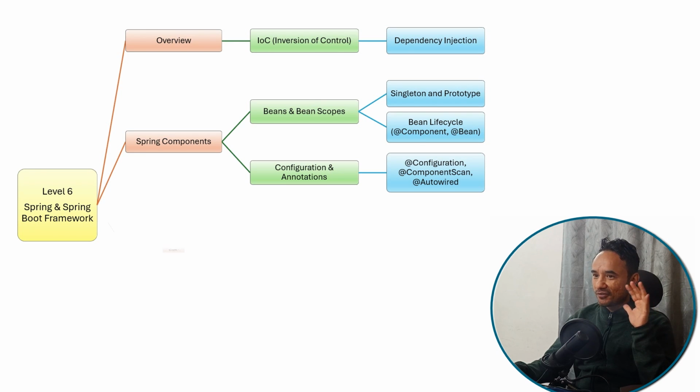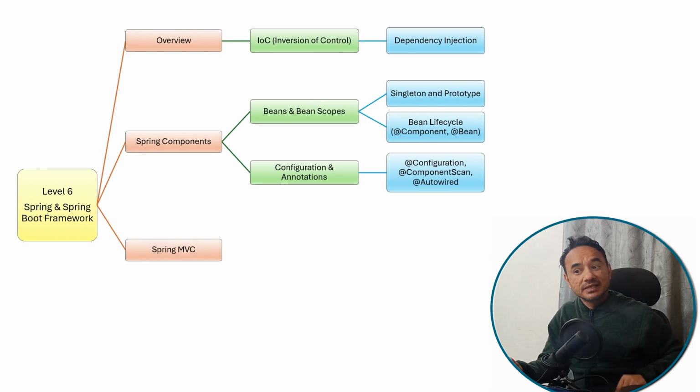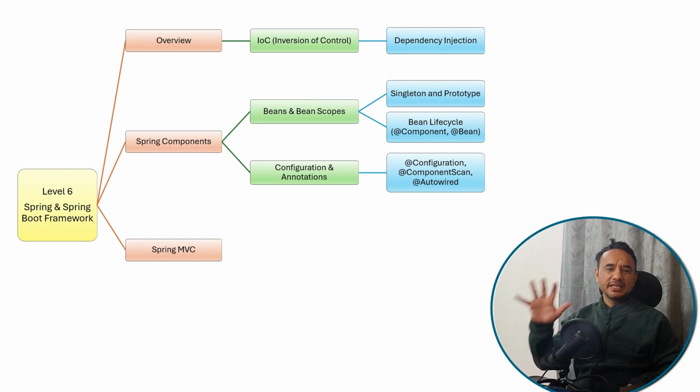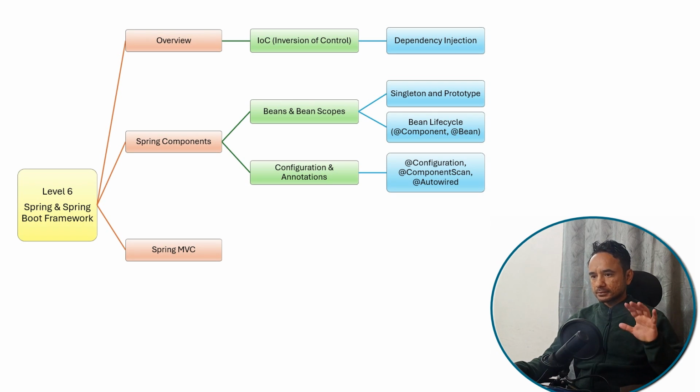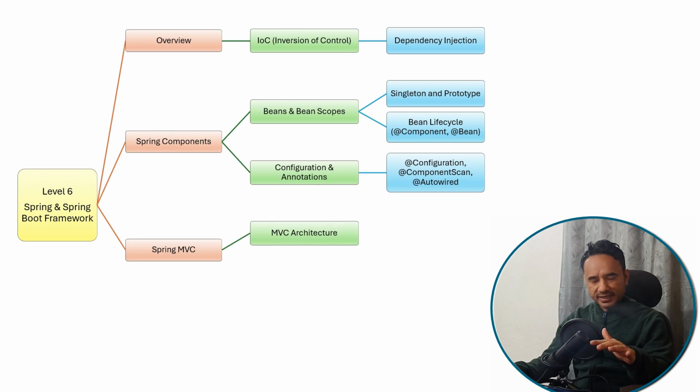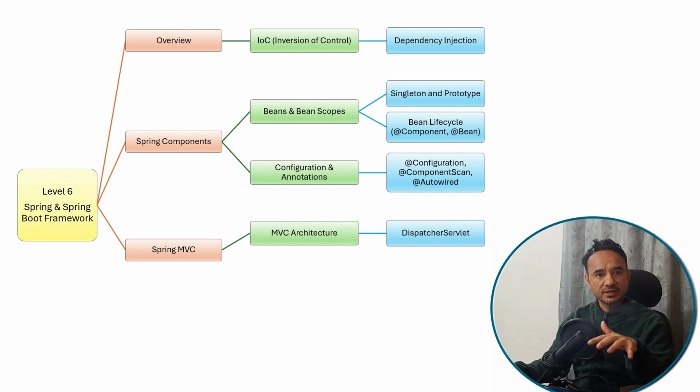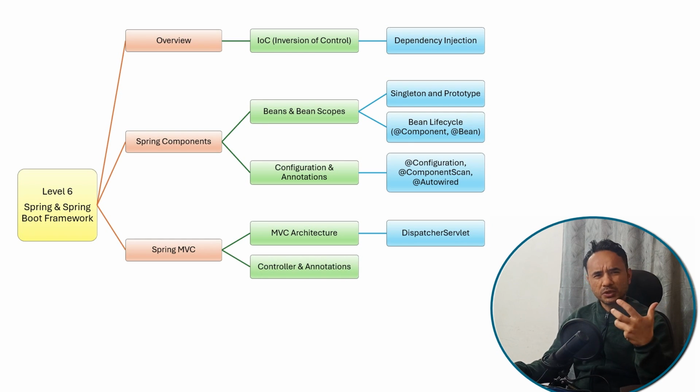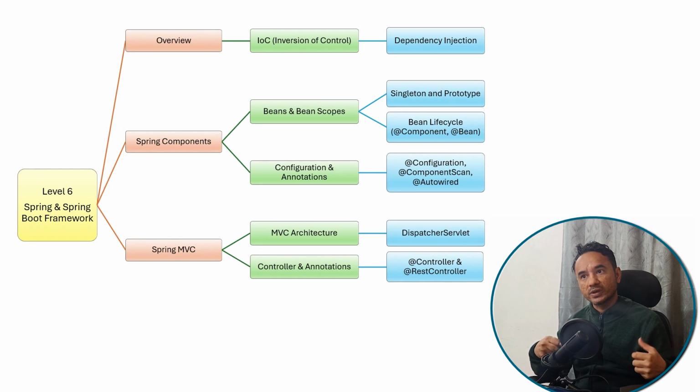After understanding Spring, we have Spring MVC. Basically everything is the same, just the MVC, model view controller, architecture is added on top of the Spring framework. That's it. Here, understand the MVC architecture and the dispatcher servlet, a very important concept in Spring MVC. Then annotations are everywhere in Spring. Again, you have to understand the controller and REST controller. REST controller is used to build your REST based APIs.